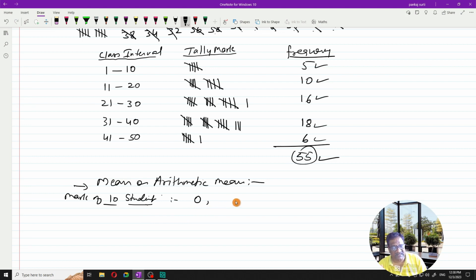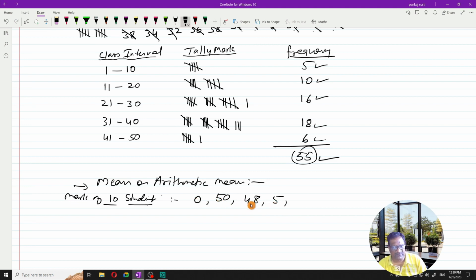Okay, he did not attempt anything, so he got 0 marks. The other one maybe got 50 out of 50. The third maybe got 48. Next one got say 5 marks. So 1, 2, 3, 4, and as I told you, there is no repetition of marks. No two students have got the same mark. This type of data will not have any frequency.